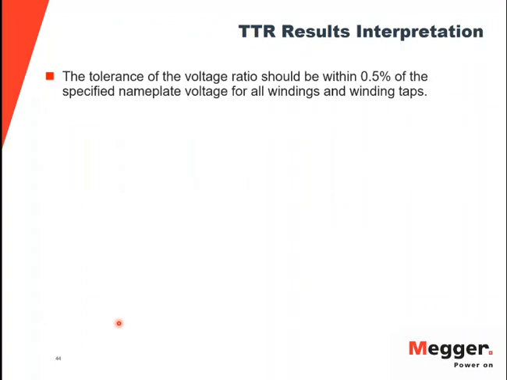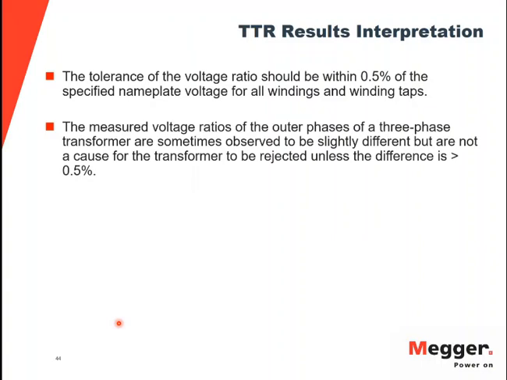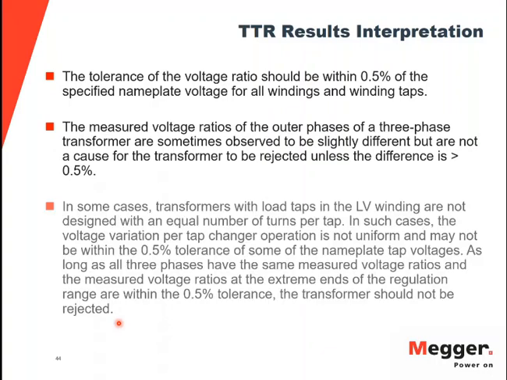So when we talk about the results interpretation, the criteria is 0.5%. From the nameplate value, the measured ratio should not deviate more than 0.5%. You would run into cases where the outer leg phases, which is typically A and C phases, may read slightly higher error than the center phase, but as long as it's within the 0.5% tolerance, that should not be a cause of concern.